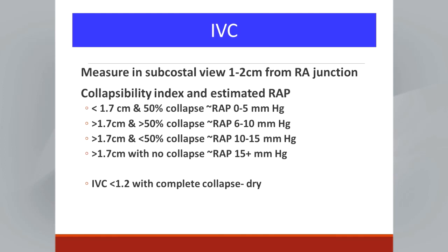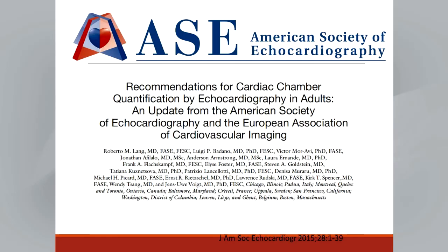The IVC, of course, is measured with the patient lying down, and it should be measured in expiration, and it should be measured 1 to 2 centimeters from the right atrial junction, measuring the dimension and the collapsibility index. And these are the numbers, and you can see these numbers when you download these slides or the document.